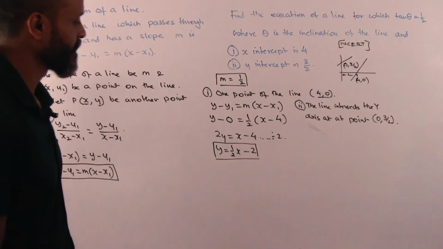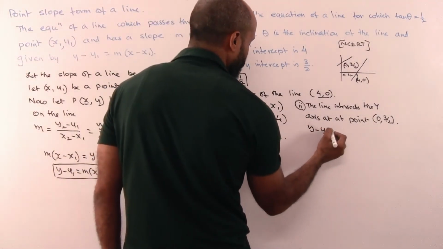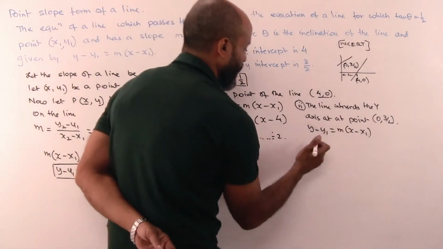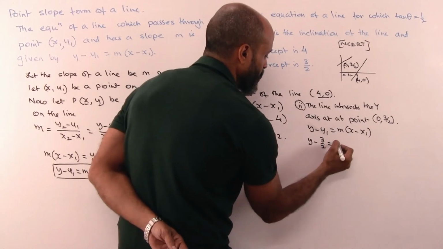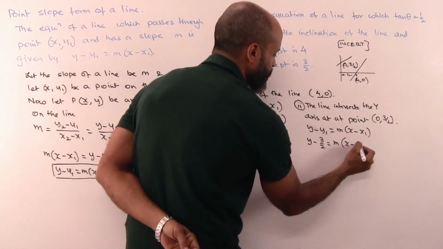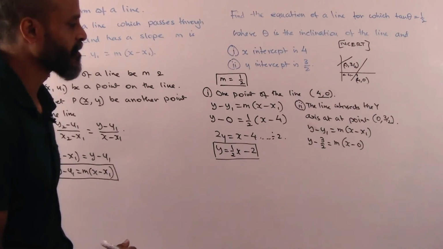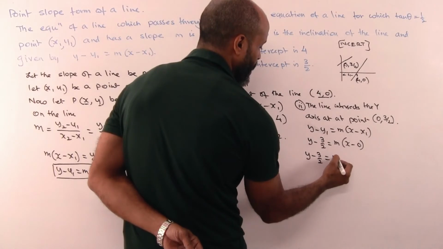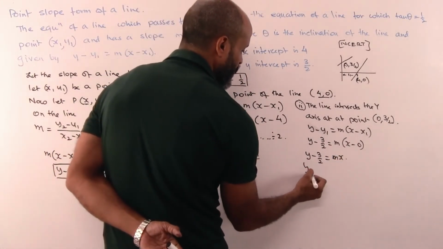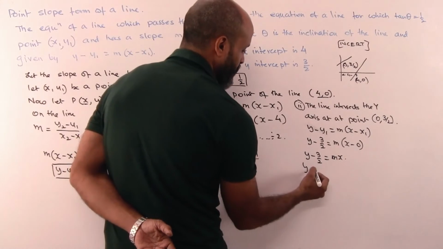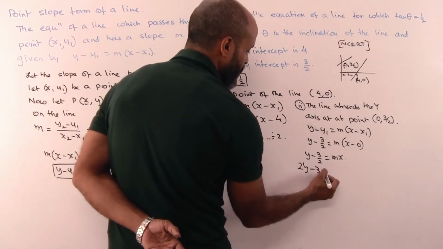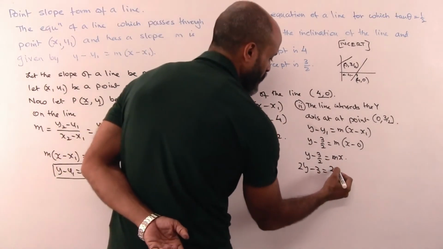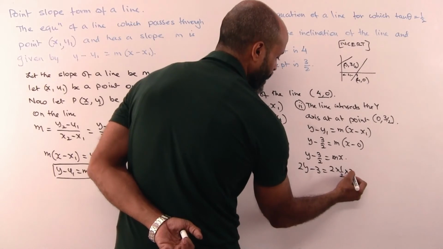Again putting the same values here, y minus y1 will be equal to m into x minus x1. So what do we have here? y minus 3 by 2 will be equal to m into x minus 0. So this will be y minus 3 by 2 equals mx. Multiplying by 2, 2y minus 3 will be equal to 2m into x. Now m, what is the value? 1 by 2, so 1 by 2 into x, correct.